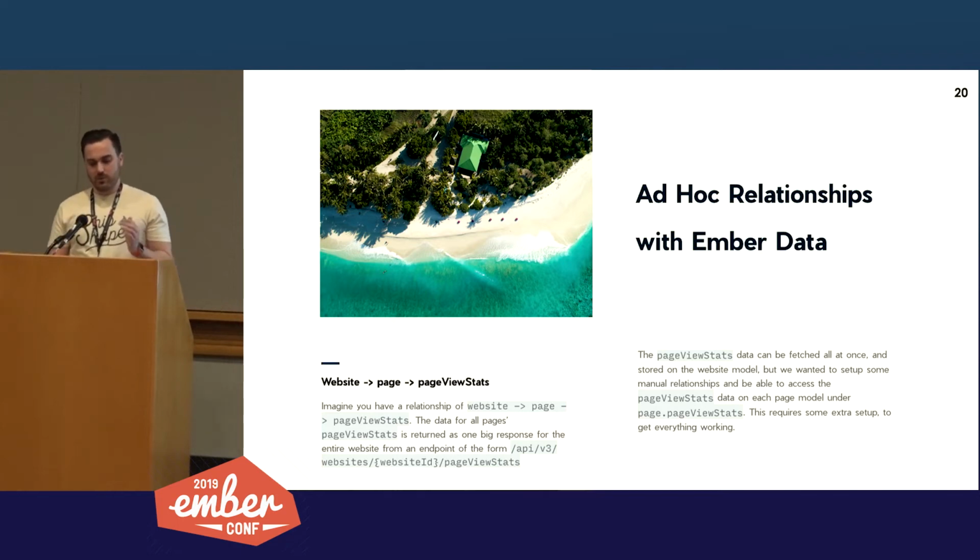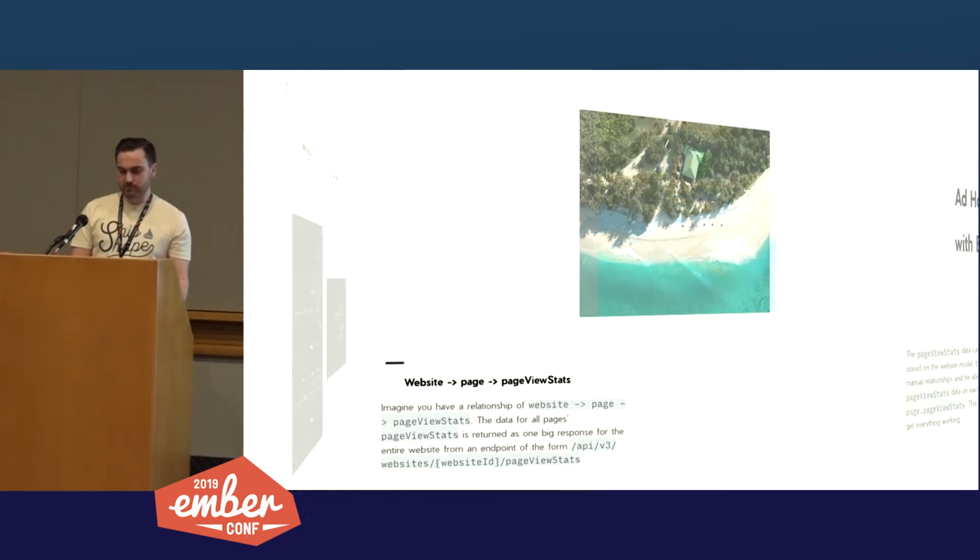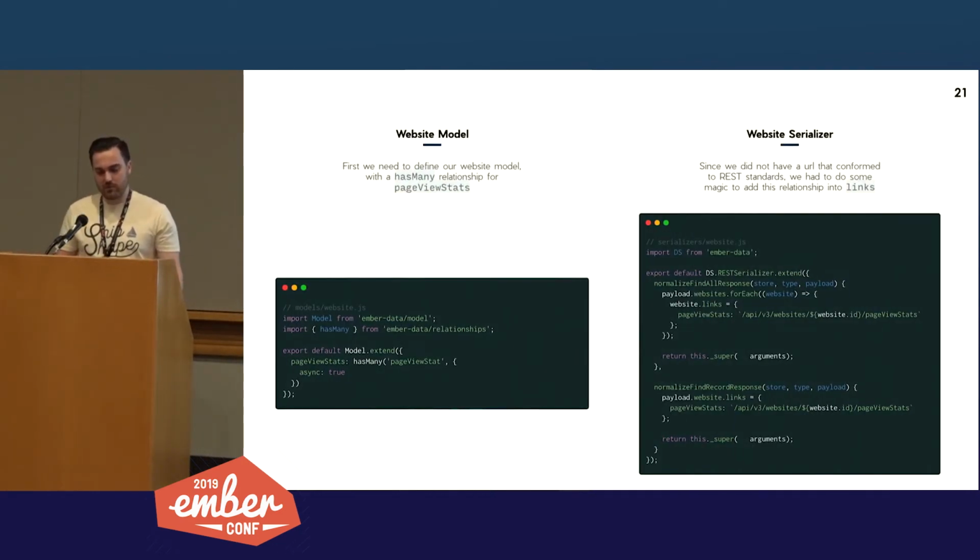And when we do a call to that, we're going to get all of the data for all the page view stats for the website. But we want to be able to access these on each page. So we're going to do some manual stuff to link it up to where each page knows what its page view stats are. So when we're iterating through pages, we can keep track of that and use each of those values. So we have a website model, which basically just has the has many for all the page view stats that it's going to load at the beginning.